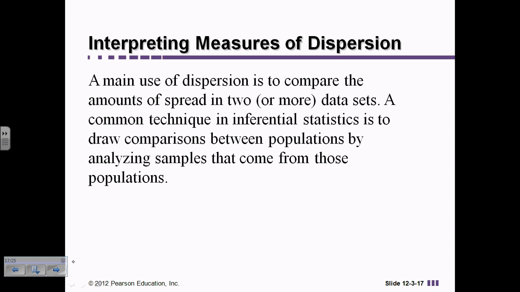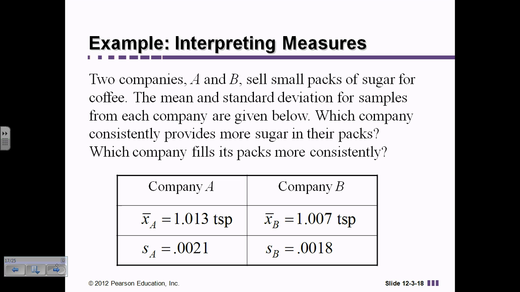So how do I interpret this information? What we have to do a lot of times is compare data when we're doing this to make sure that what we're seeing is accurate. So let's look at this example. I have two companies that sell sugar packs for coffee. Company A, the average pack when it was explored had 1.013 teaspoons of sugar in it. And for company B, the average pack had 1.007 teaspoons.